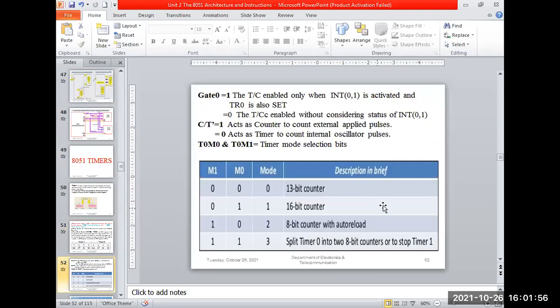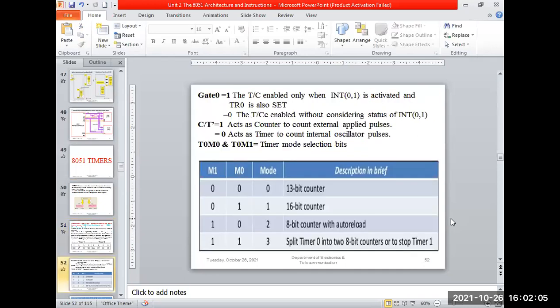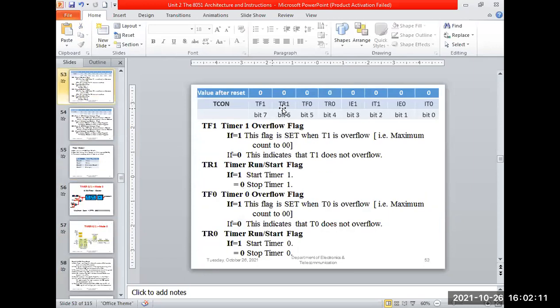Understood, everyone? Okay. Then we'll go for the next SFR, that is timer control, Tcon, and then we'll stop it here. Write down this.